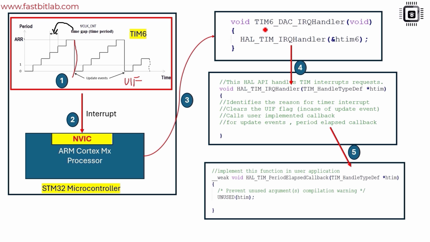When the interrupt is issued, the processor will immediately call the IRQ handler, the timer 6 IRQ handler, which is defined in it.c. And you should immediately call the HAL-given function to handle that timer interrupt. So this function will identify the reason for the timer interrupt and clear the appropriate flag, in this case the UIF flag, because it's an update event. Then it calls the user implemented callback, in this case the period elapsed callback. That callback's name is fixed and you have to implement it in your main.c without this weak attribute. And there you can keep your code, in this case toggling an LED.